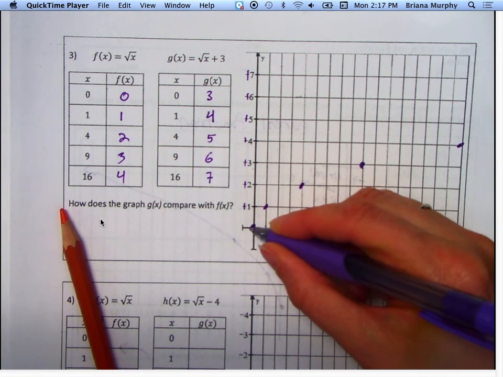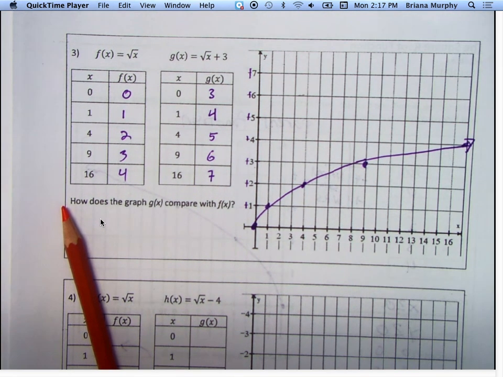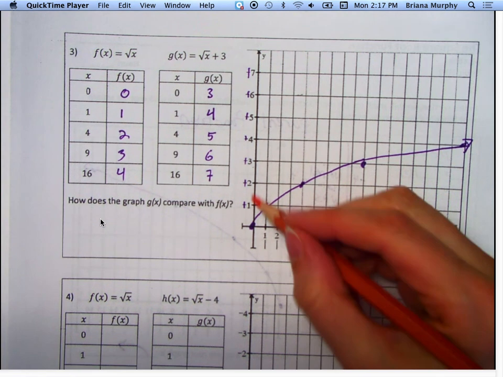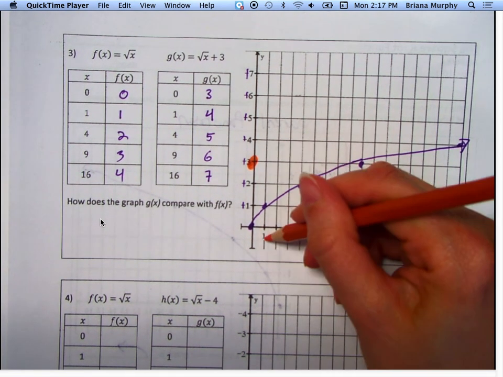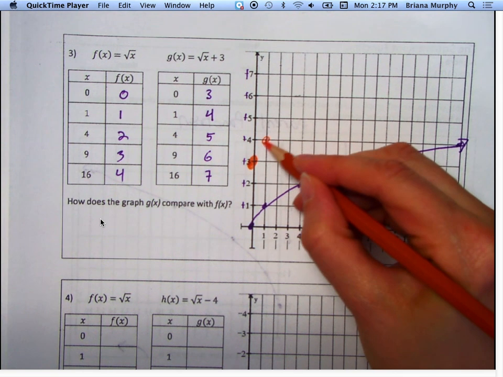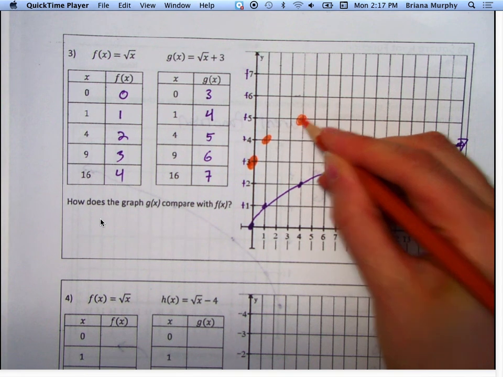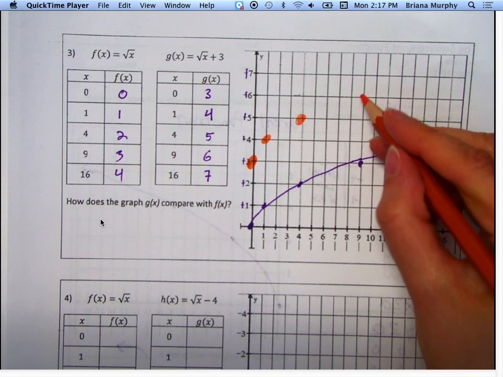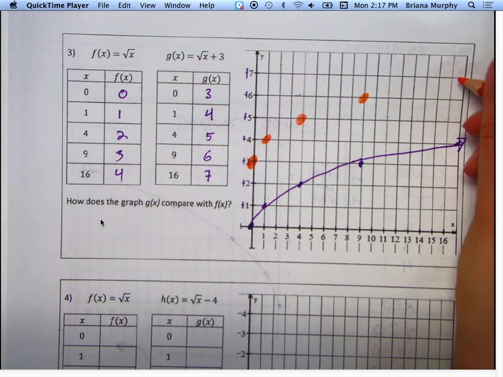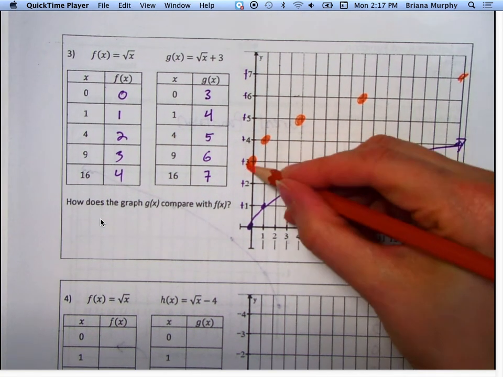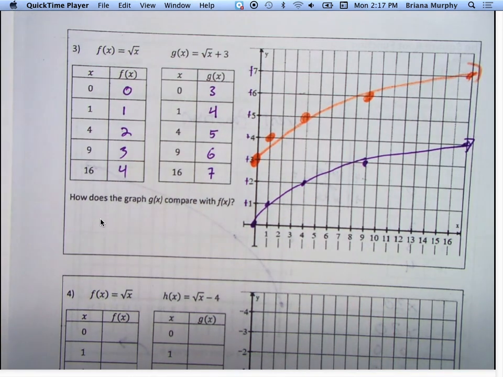So this is my original parent function, right? Here is my new one. At 0, I'm at 3. At 1, I'm at 4. At 4, I'm at 5. At 9, I'm at 6. And at 16, I'm all the way up here at 7. How does the graph compare with each other?